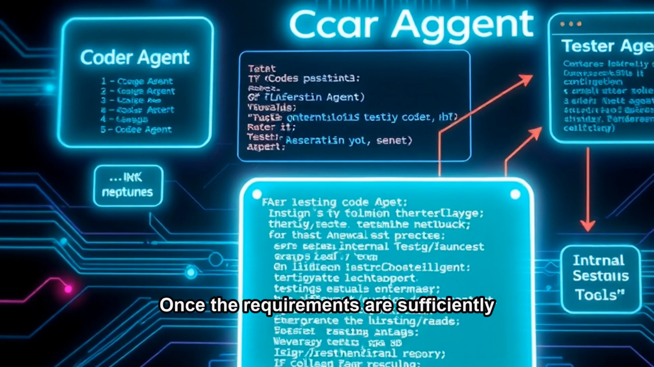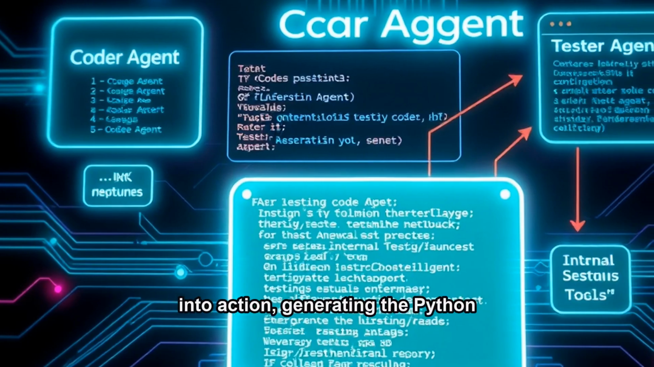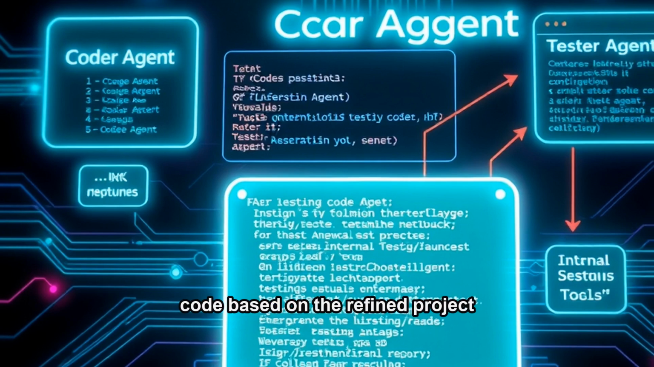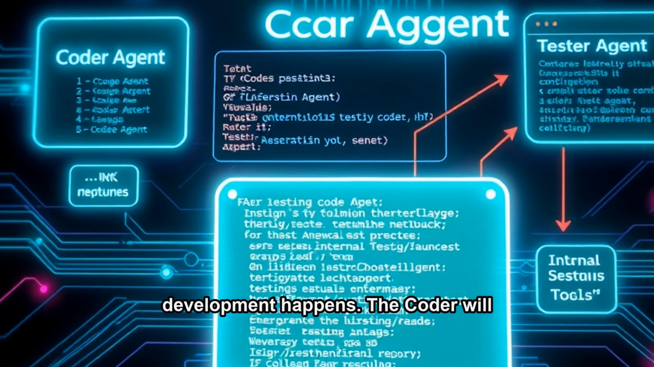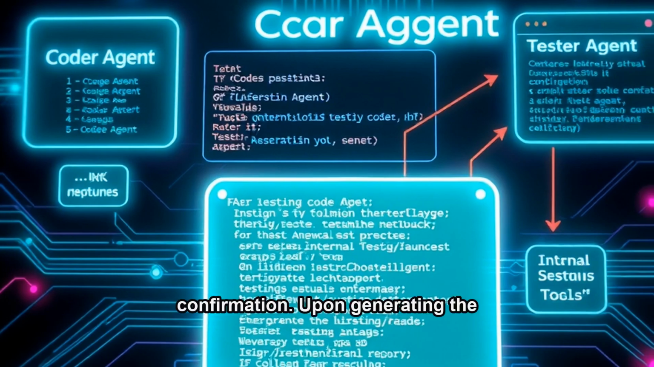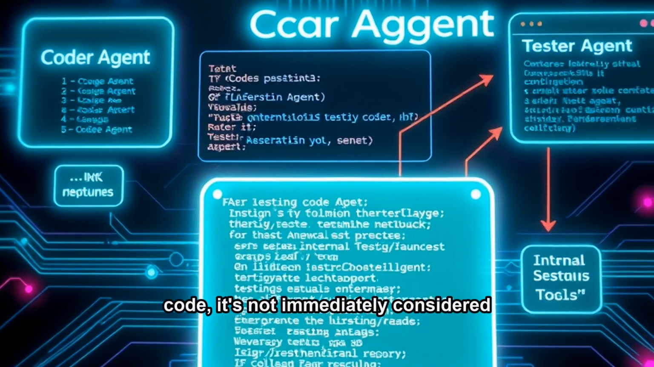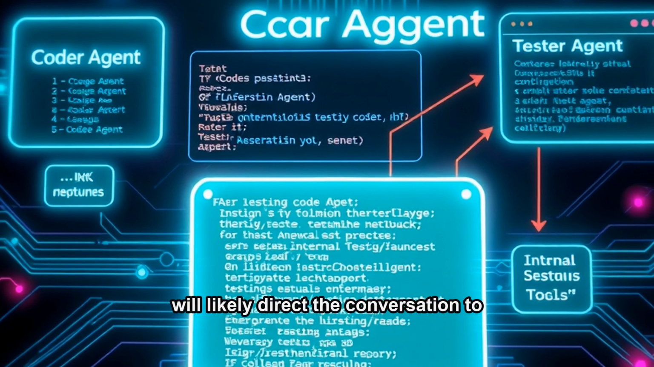Once the requirements are sufficiently clarified, the coder agent will spring into action, generating the Python code based on the refined project brief. This is where the core development happens. The coder will write the script, often providing explanations or asking for confirmation. Upon generating the code, it's not immediately considered done. Instead, the group chat manager will likely direct the conversation to the tester agent.